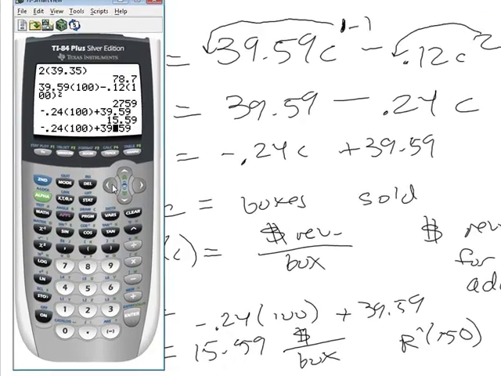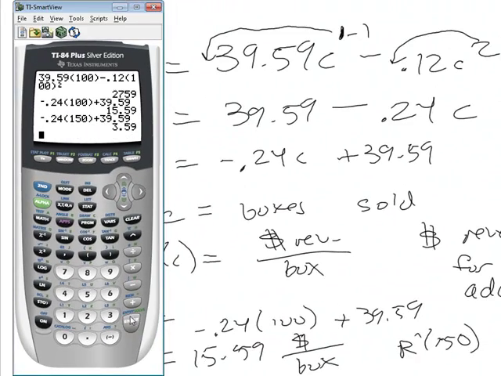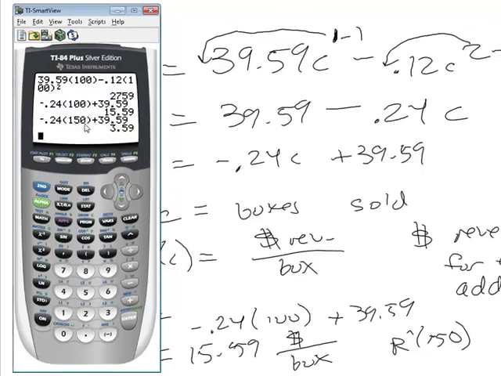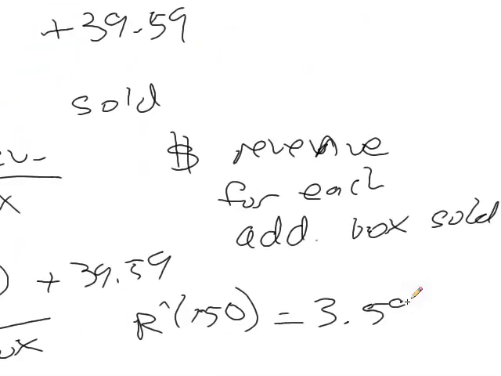I just come in here and figure out what's my revenue for each additional box after the 150th box. So check that out. For selling one more box beyond the 150, I'm only making $3.59 per box.